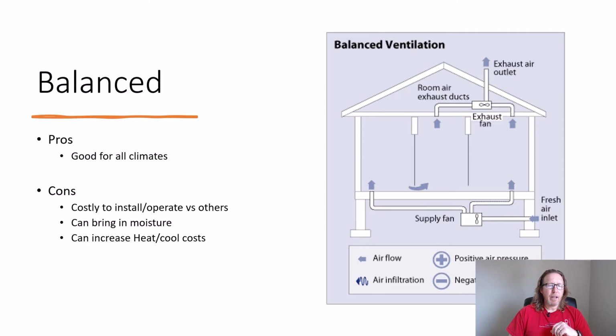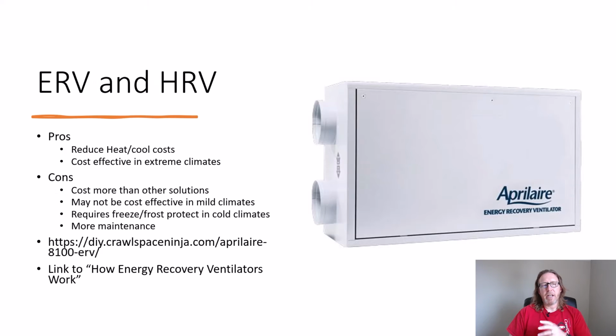All right, now let's cover the fourth one, which is ERV and HRV, as I mentioned before. Pros: they reduce heating and cooling costs and are cost effective in extreme climates. The cons are they could cost more than other solutions, even though they're reducing heating and cooling costs. It's a little bit more to install and maintain.